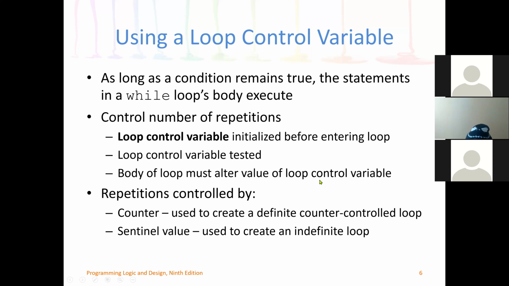Also, we may have a loop whereby we decrement. So I will initialize my counter to, let's say, 100. And then I will say if the condition is the value is greater than 0, then I'll decrement it. So this means I'll go from 100 all the way to 0.